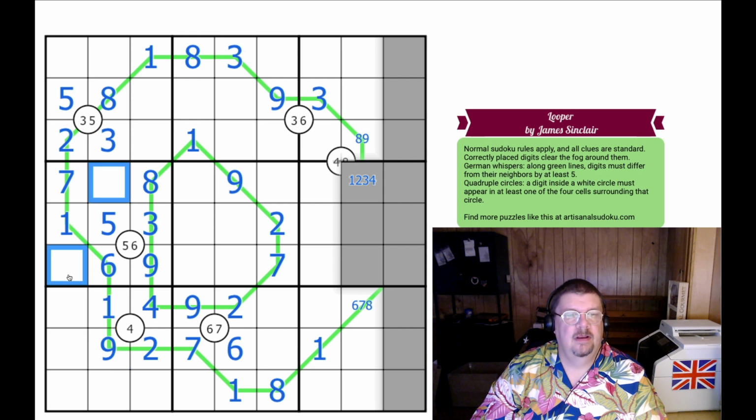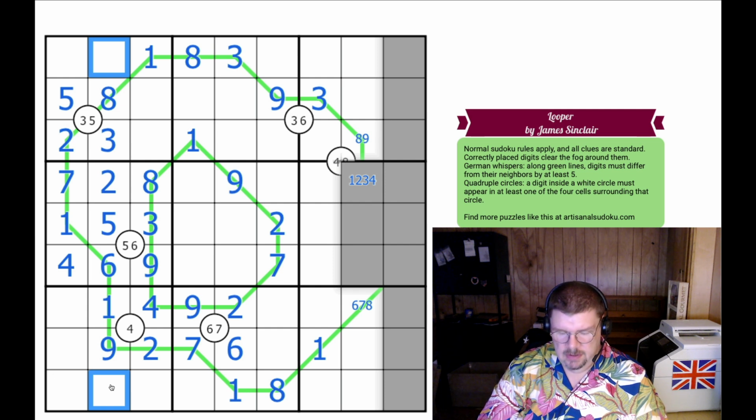2 digits remaining here are 2 and 4, which I can place. 2 digits remaining in this column are 4 and 7, which I don't think I know the order of yet. Oh yes, I do. That 4 tells me that's a 7, that's a 4.